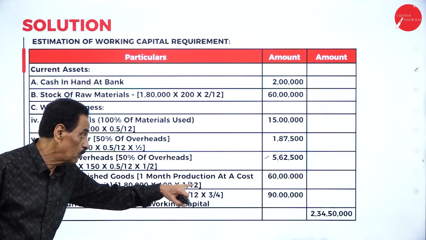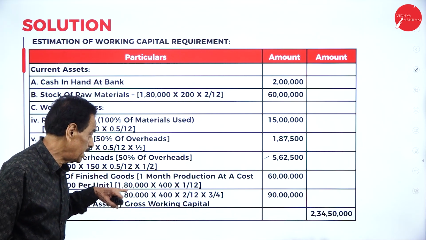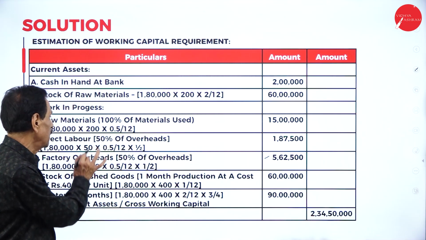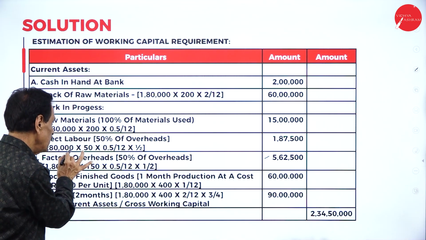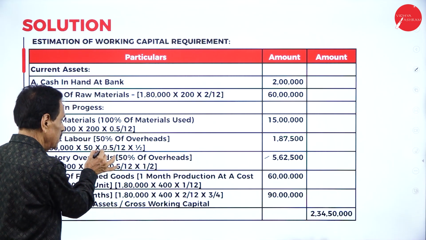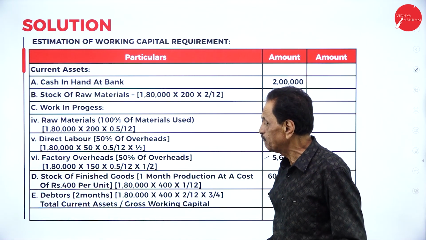Stock of finished goods 1 month. Total cost is 400 per unit: 1,80,000 divided by 12 into 1 into 400. This you have to understand. 50% you have to take: 1,80,000 divided by 12 into 50 into half. Work in progress is half a month, which means 0.5. You have taken the 0.5, that's all.